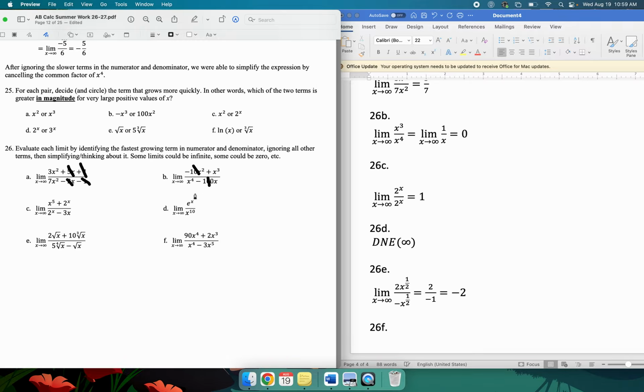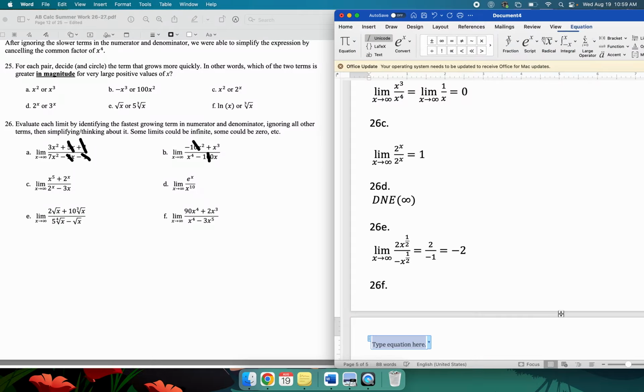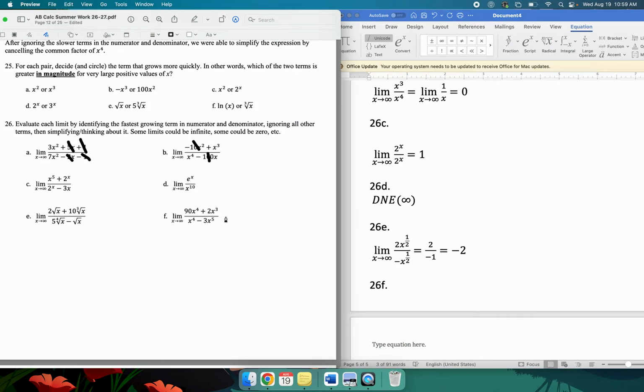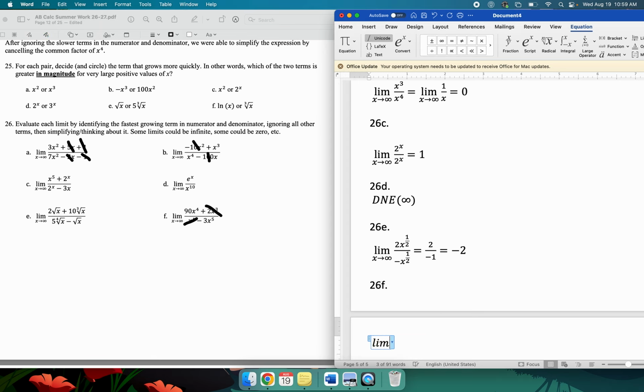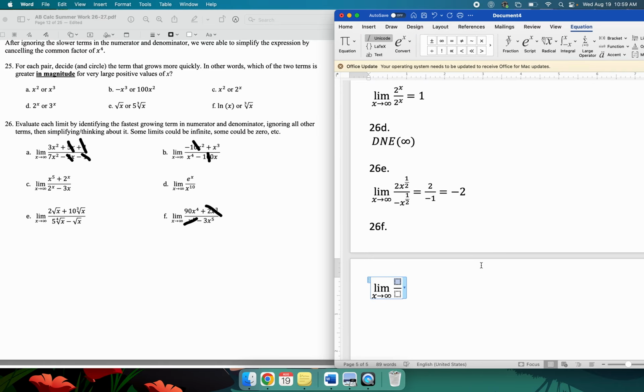Finally, 26f. Once again, this seems pretty straightforward. If we just delete the slower growing terms, forget about that guy, and forget about this guy, you're going to be left with just the limit as x approaches infinity of 90 x to the 4th over, oh, and once again, that minus sign is still there. Watch out for that. That minus sign is attached to the term on the right.